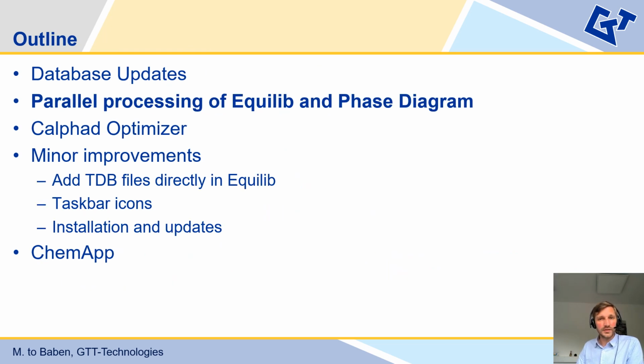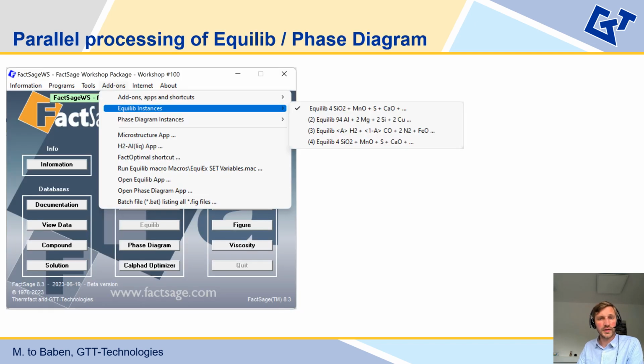Then the next update, now on the calculation modules: the parallel processing of equilibrium and phase diagrams. In FactSage 8.3, you will be able to go to Add-ons, and there are two new features here, which are Equilib instances and Phase Diagram instances. They allow you to set up several instances of Equilib, so several windows of Equilib that can run in parallel and independently from each other.